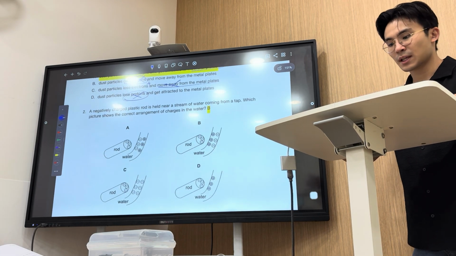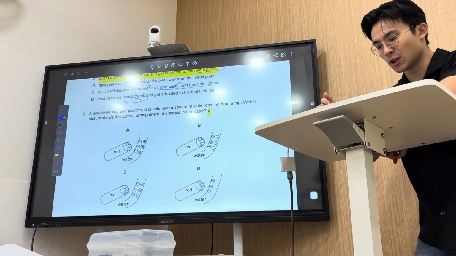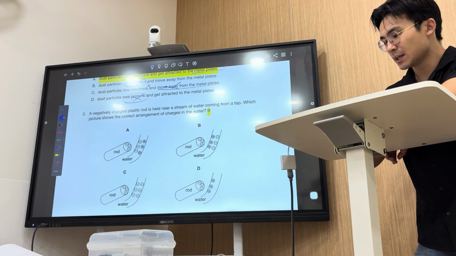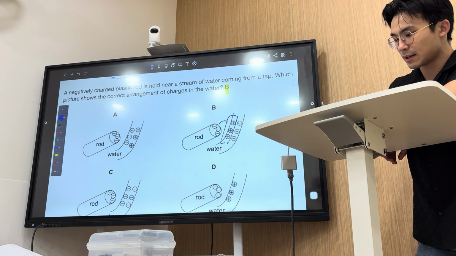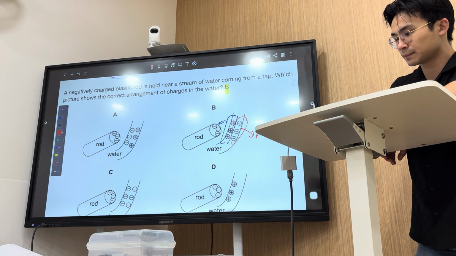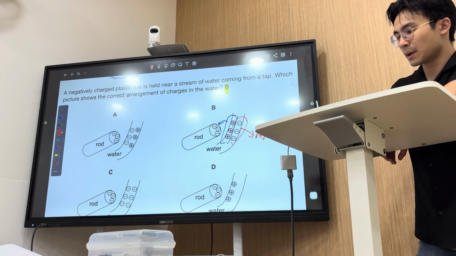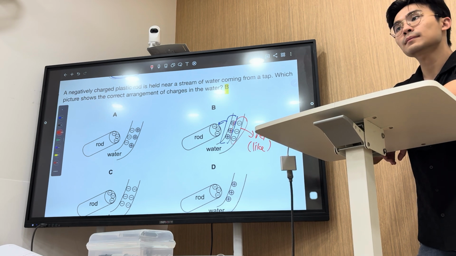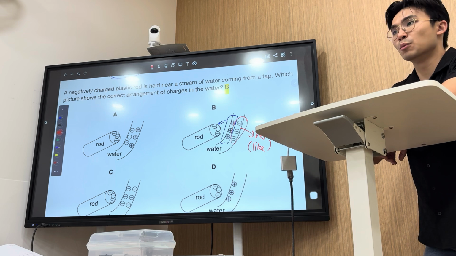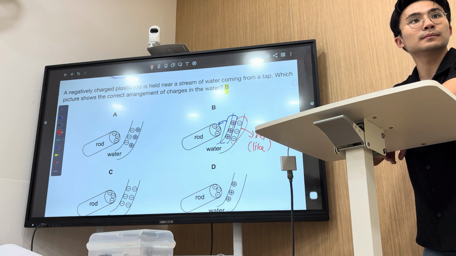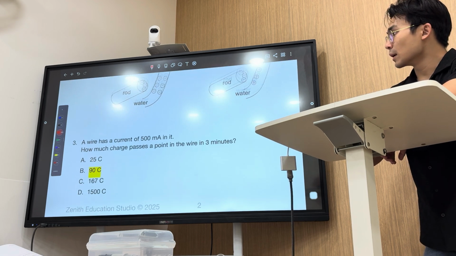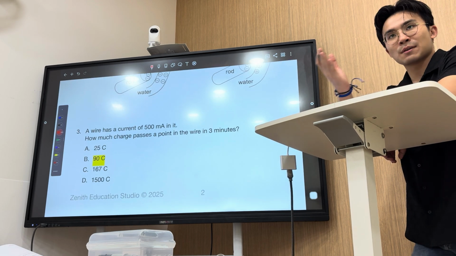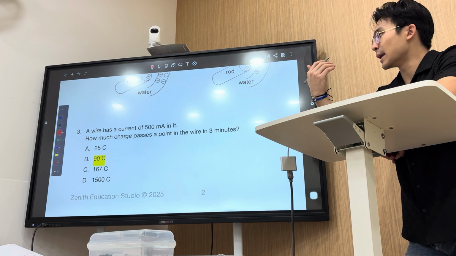Okay, question 2. A negatively charged rod and a stream of water. Obviously, all your positives are going to want to come to one side. Alternatively, you can see it as all the negatives will be repelled because they are like charges. Same charge, push each other away. Simple? Good. I will ask whether you have any issues. If you do not, then I'll just move on.